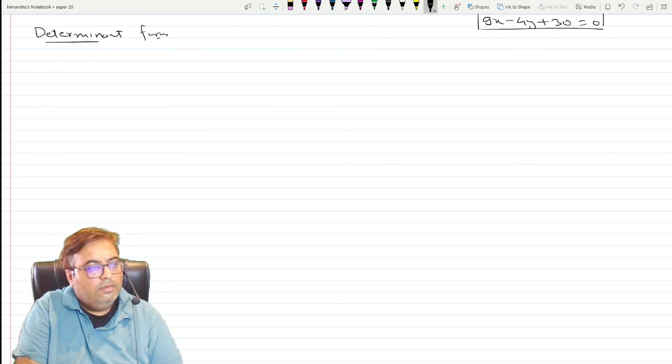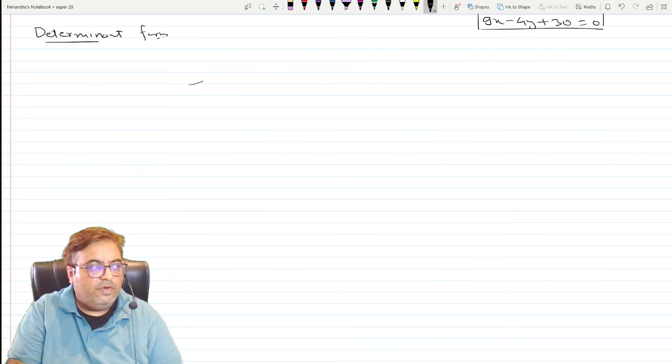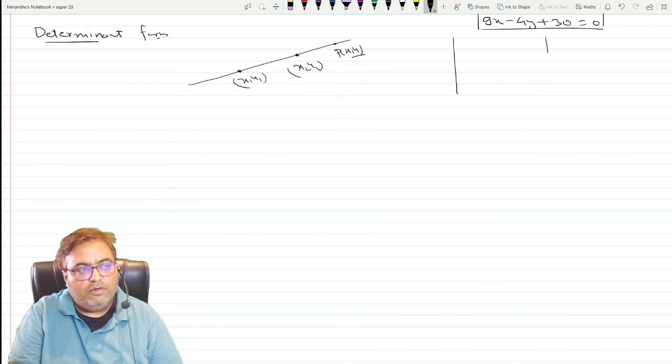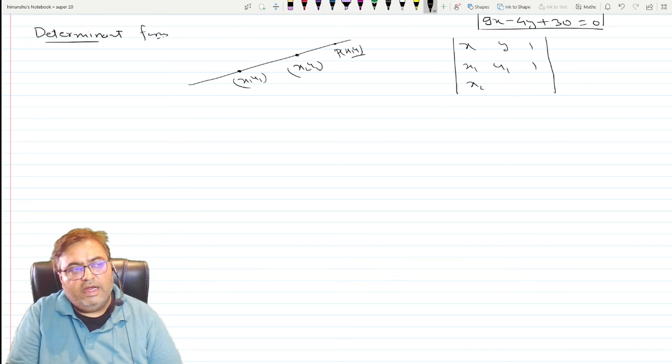Determinant form. So what is the determinant form? It is the equation of line. The 2-point form can also be written in the determinant form. If the line passes through x1, y1 and x2, y2, then the equation of line can be written in a determinant form. How? Let's take a point x comma y. If this point lies on the line joining x1, y1 and x2, y2, the 3 points will be collinear. If 3 points are collinear, then the triangle formed by these 3 points will have a 0 area. So therefore it will be x, y, 1, x1, y1, 1 and x2, y2, 1. This should be equals to 0.